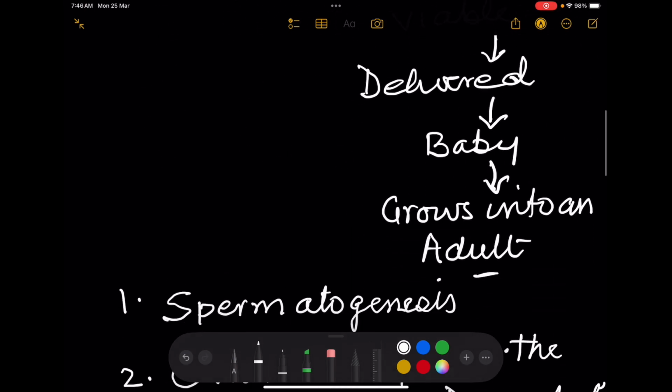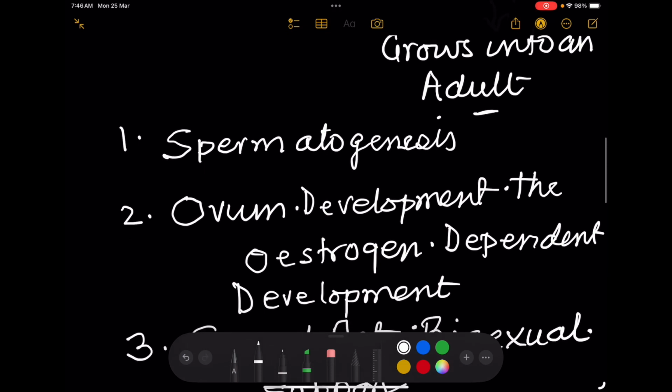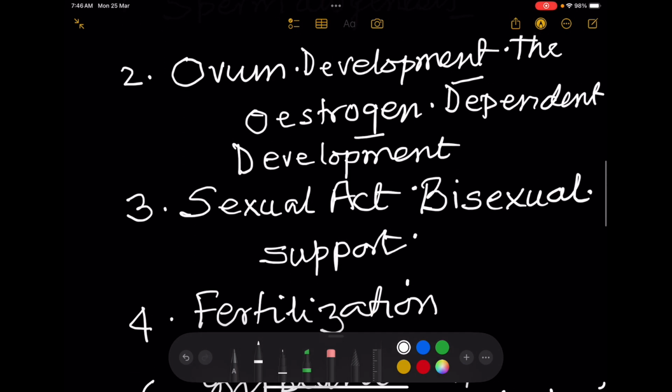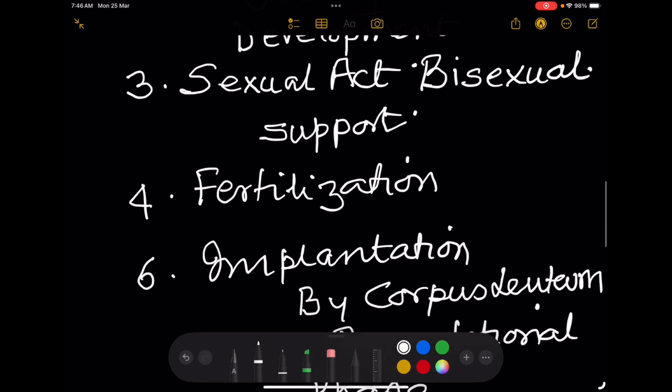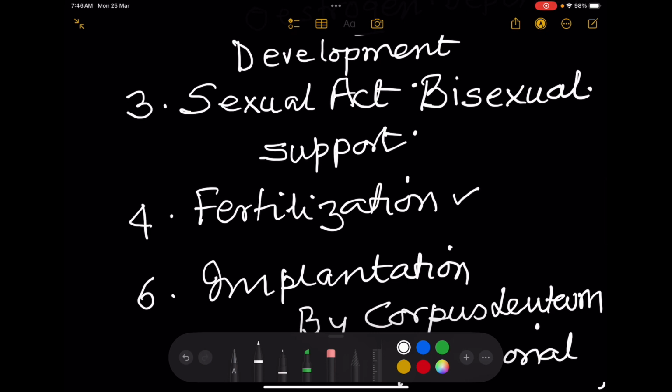So in this whole process, we have to study spermatogenesis, development of the ovum, the estrus or the estrogen dependent phase of the menstrual cycle, some things about the sexual act, because if that is not successful, then it will lead to infertility. Then how is there a fertilization? How does the fertilized zygote get implanted?